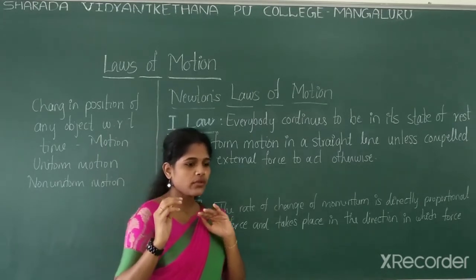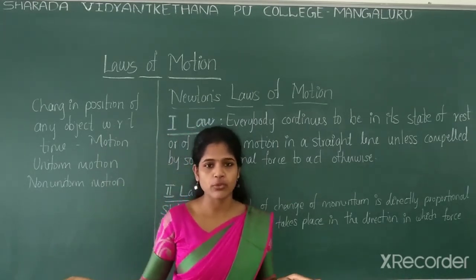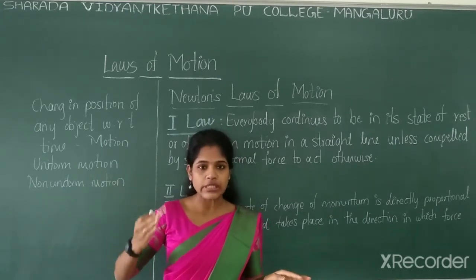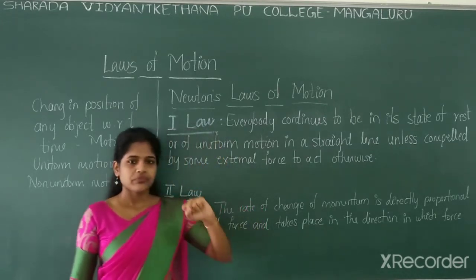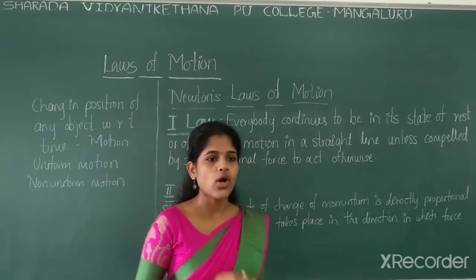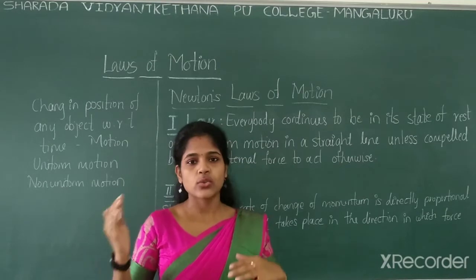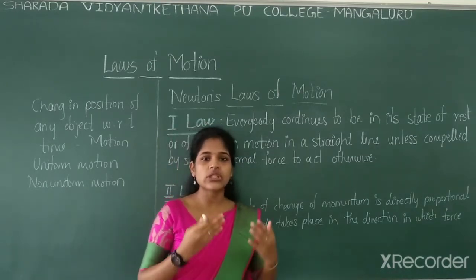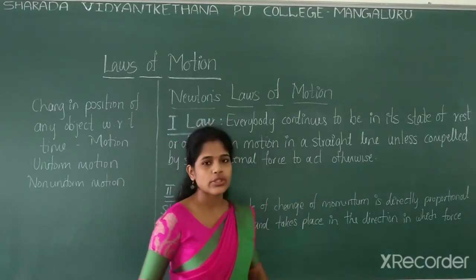So any object which will be in rest or which is in uniform motion. Okay, so uniform motion means we know that it covers equal distance in equal intervals of time. Okay, so in order to change the state of rest of an object or in order to change the state of uniform motion of an object, some external force is necessary. Okay, so when an external force acts on an object, its state of motion changes. Okay, so that is Newton's first law.